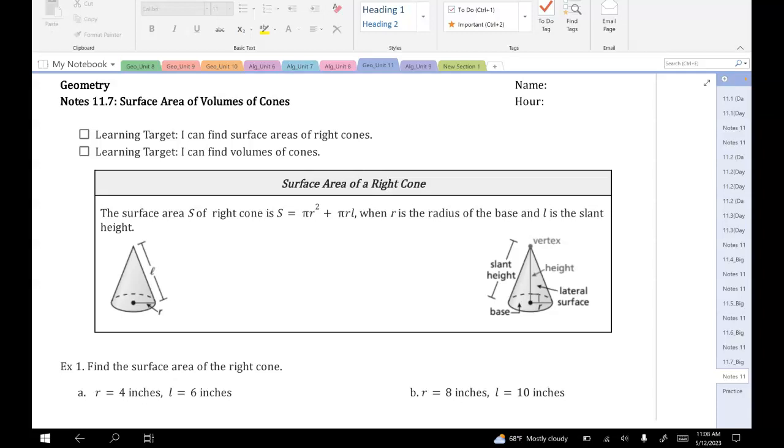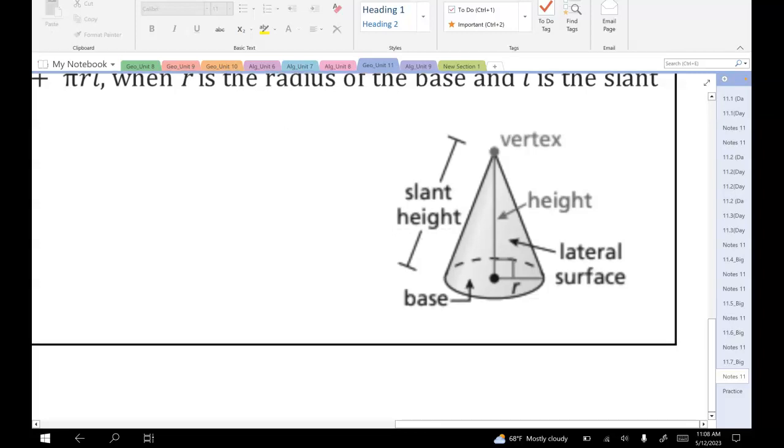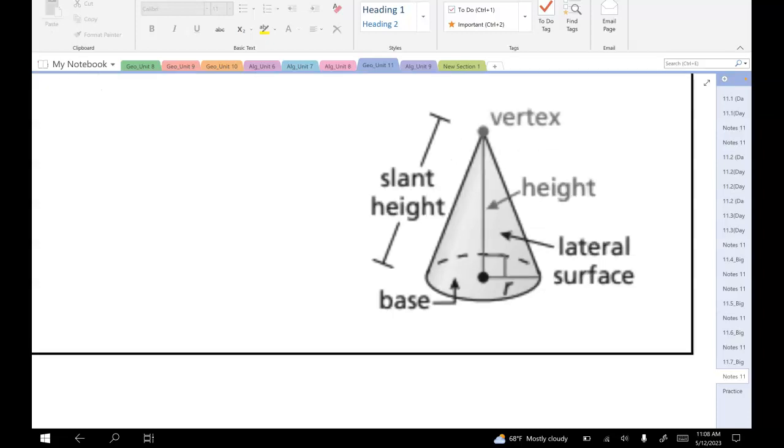Before we jump into the formula pieces, we have names for parts of our cone. A lot of them are pretty self-explanatory, like the base of a cone. We know what a base is of a figure. It's always going to be a circle. We call the peak of our cone, our point, the vertex. The lateral surface is the surface around the cone, the curved area.